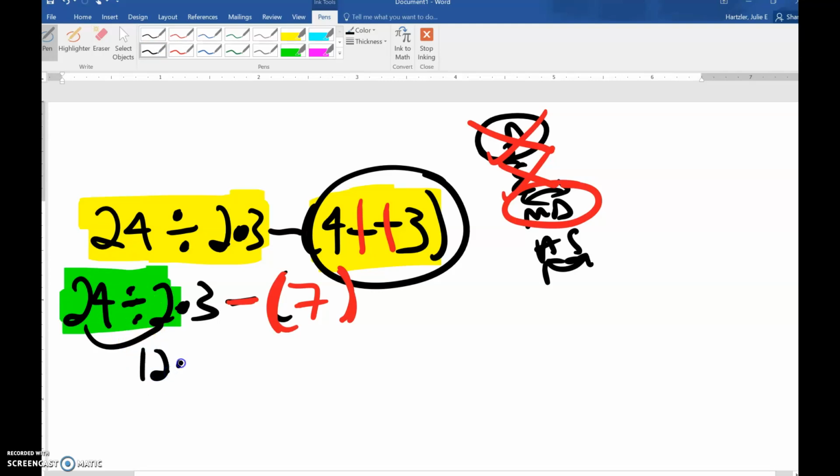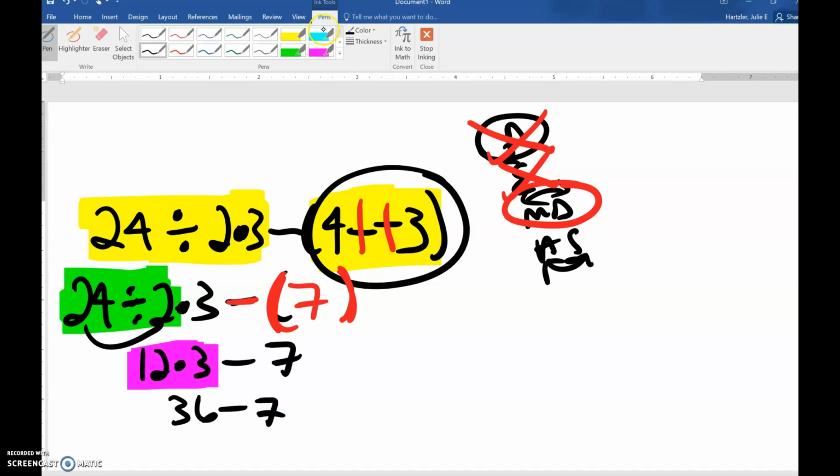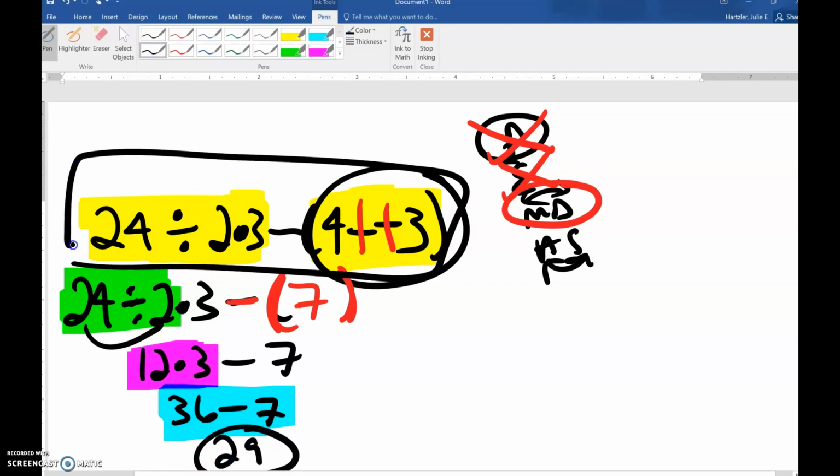So this is 12 times 3 minus 7. I still have multiply and divide left to right, so that's 36 minus 7. And then finally, I only have one thing left to do, which is subtract. I do that last, and I get an answer of 29. Again, check it on a calculator. Type in the original. Don't type in the plus thing. Just type in the original. Check it, and if you don't get 29, you know you're wrong and find your error.